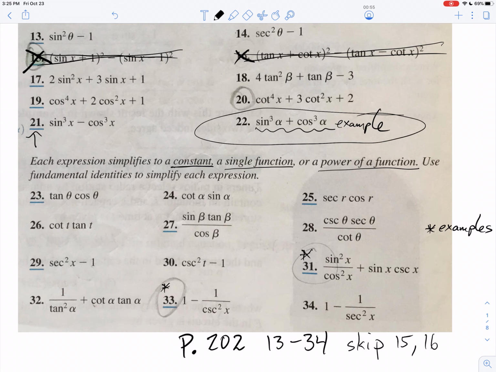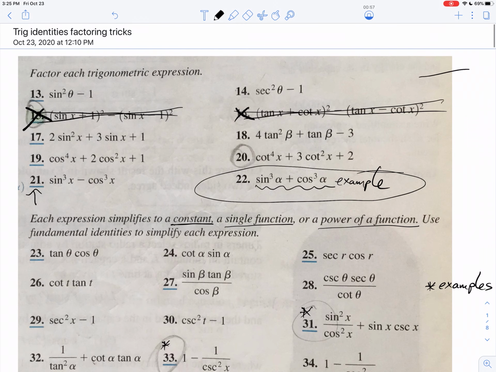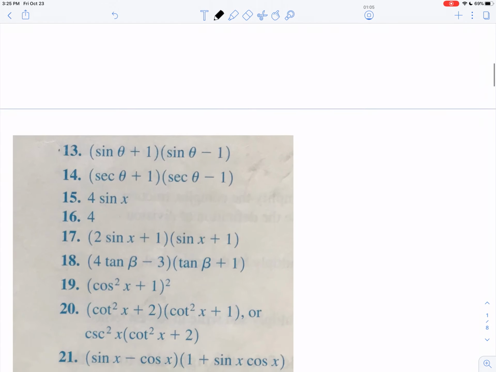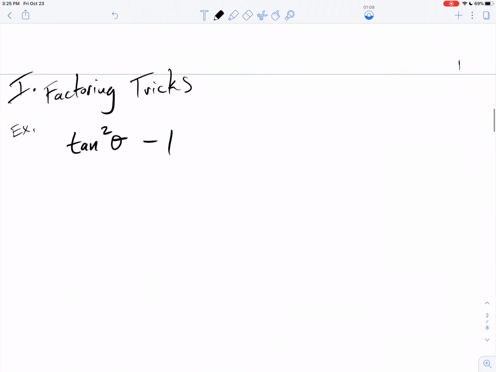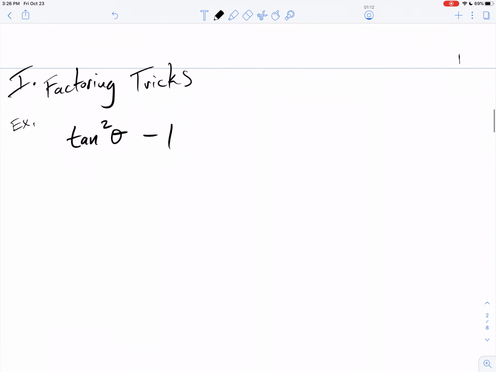But first off, the top section right here is all about factoring. So let's factor some stuff. Here we go. I'm going to scroll on down. Oh, by the way, there is an answer key. We'll talk about it when we need to. But let's talk about some factoring tricks.